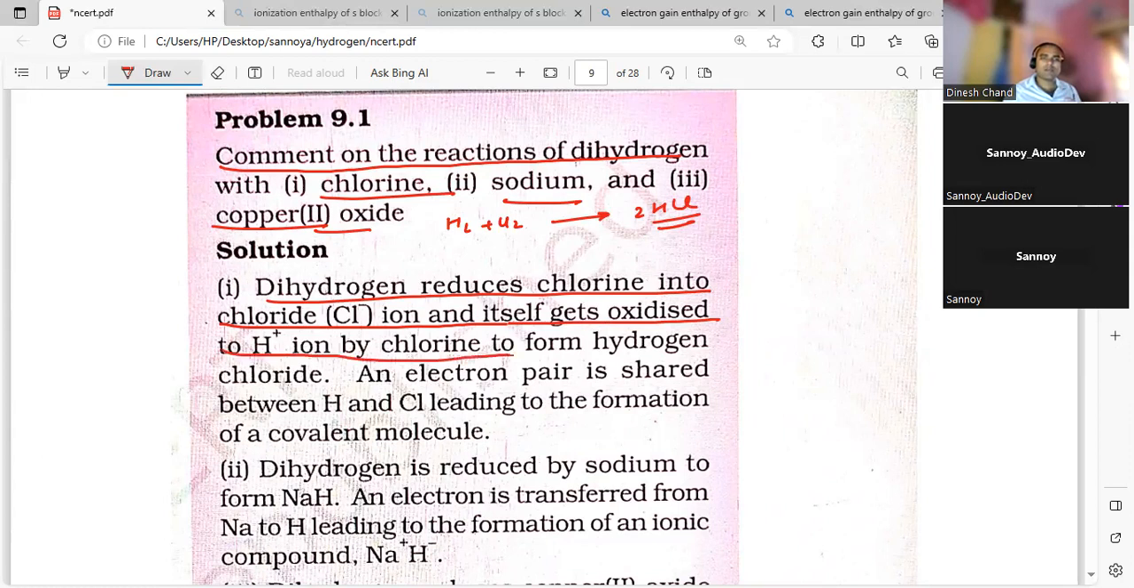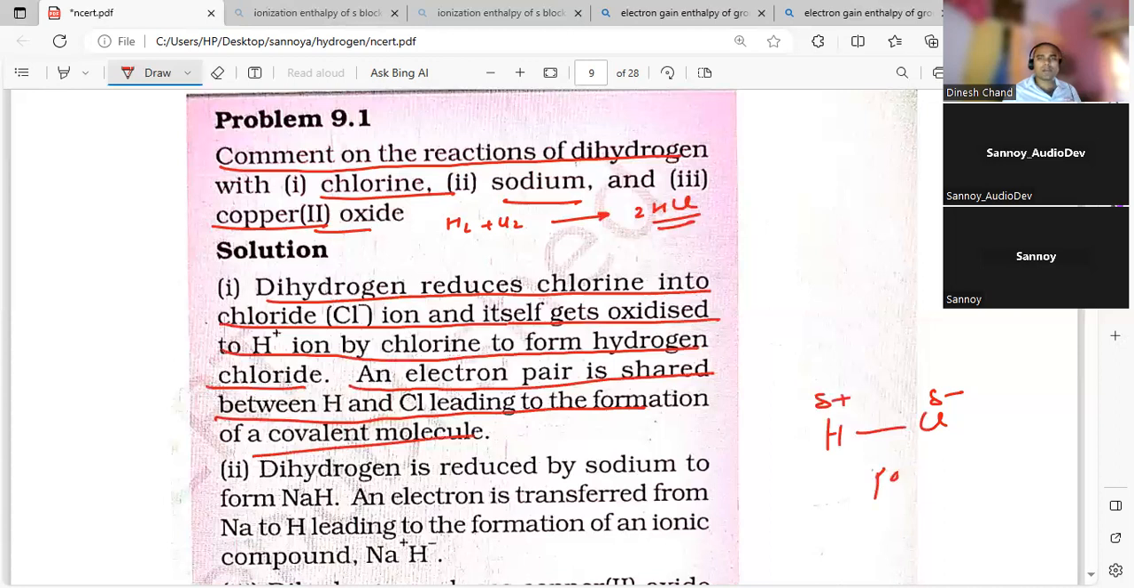H plus ion by chlorine to form hydrogen chloride. The electron pair is shared between the H plus and Cl, forming a covalent molecule. So there is no problem, I think. In HCl, this will be the negative charge, this will be the positive charge. Polar covalent bond. If you talk about the oxidation number, this will take +1 and this will take -1. Okay, so there is no problem.